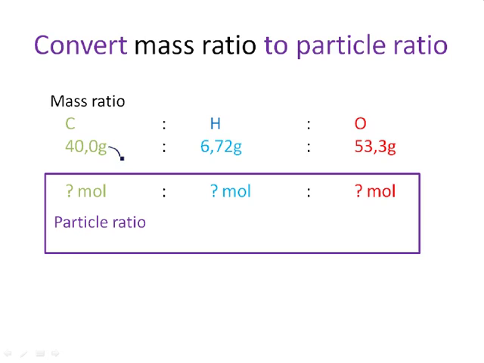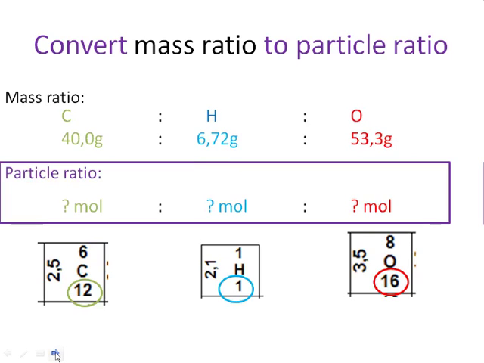We need to know how many moles of carbon make up 40 grams of carbon, how many moles of hydrogen have a mass of 6,72 grams of hydrogen, and how many moles of oxygen atoms have a mass of 53,3 grams. And this is something you should easily be able to find using the molar mass information on the periodic table shown here. Pause this video until you have found the answers to the questions of what the particle ratio is from this mass ratio.